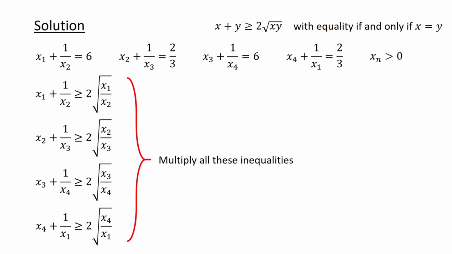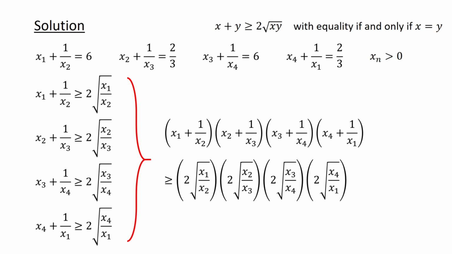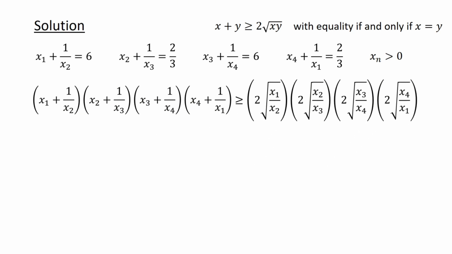Continuing, we multiply all these inequalities to obtain (x1 plus 1 over x2) times (x2 plus 1 over x3) times (x3 plus 1 over x4) times (x4 plus 1 over x1) is greater than or equal to 2 square root of x1 over x2 times 2 square root of x2 over x3 times 2 square root of x3 over x4 times 2 square root of x4 over x1.